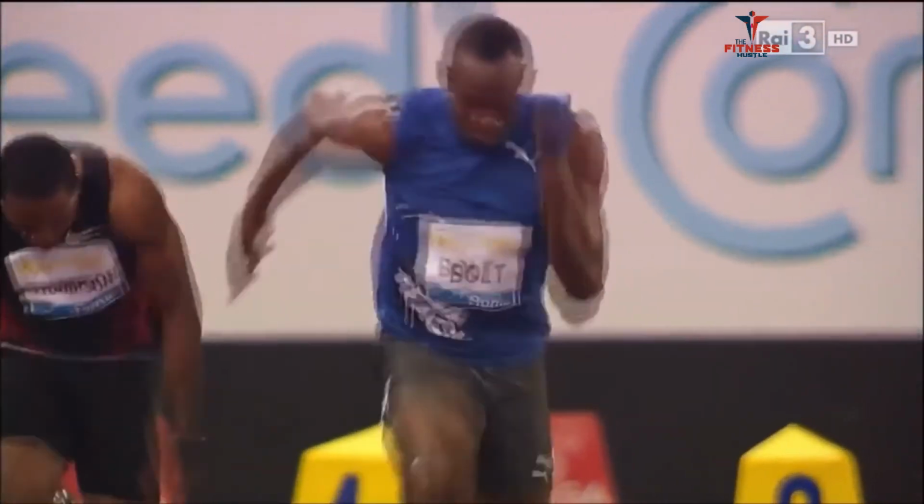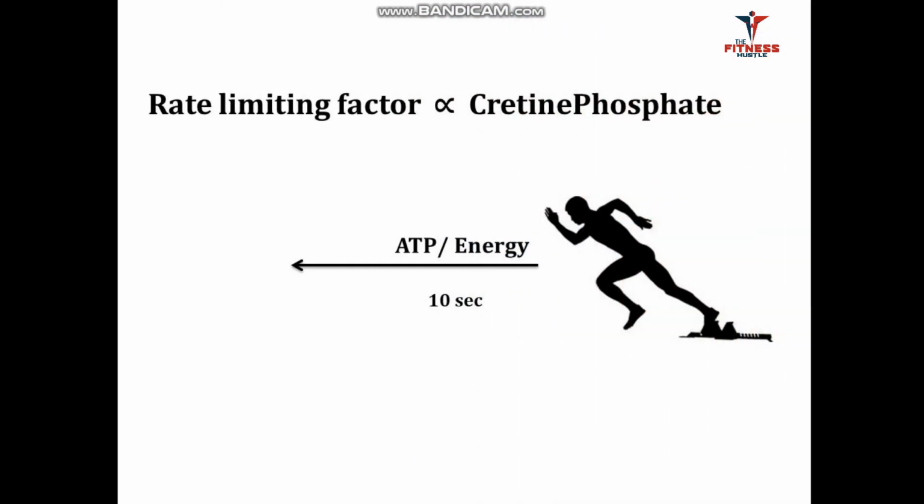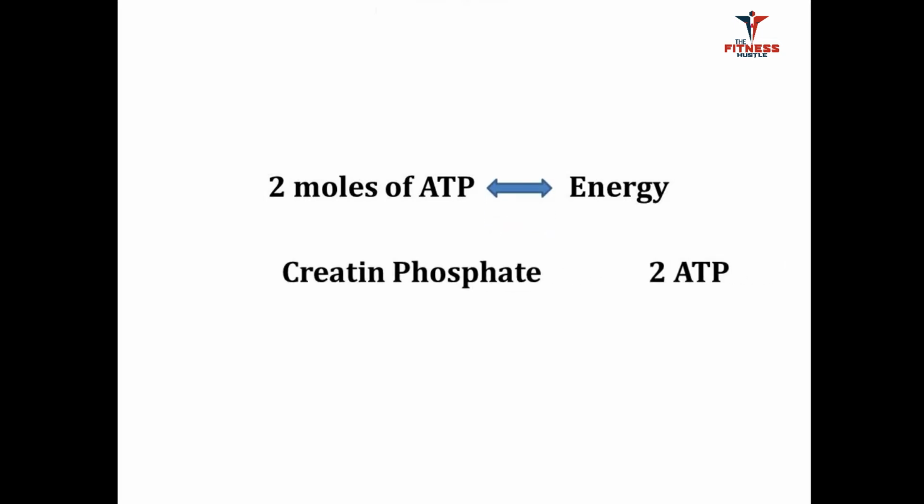For a sprint runner, it will take nearly 8 to 10 seconds to cover 100 meters using the ATP-PC system. 2 moles of ATP are used and later 2 moles of ATP are reproduced and stored inside the muscles.